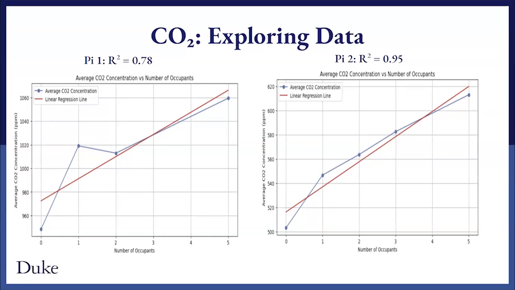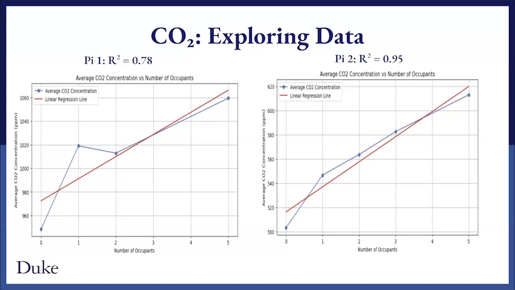So what we did was we collected CO2 concentration within the room at 30 second intervals, and we tracked occupancy as well. When there were zero people in the room, we averaged all those CO2 values, and we did that for the rest of the occupants as well. As you can see on the left graph, the maximum average CO2 is about 1,060, while on the right-hand side, the maximum is about 620.